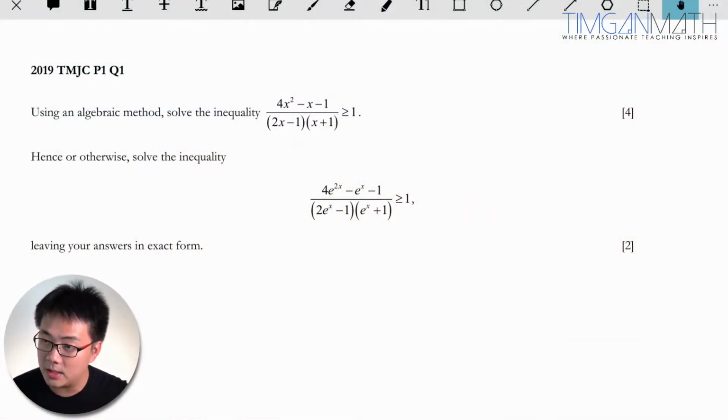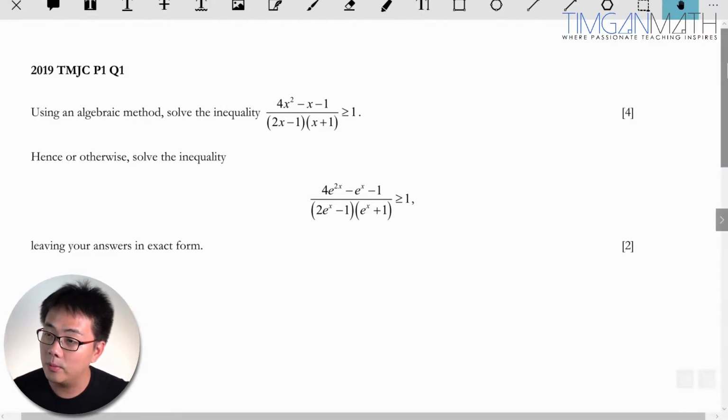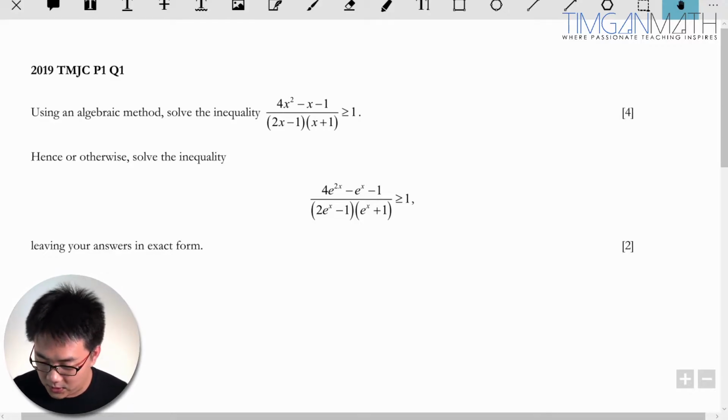Let's look at this question, which was taken from the 2019 TMJC Paper 1, question 1. You're asked to use the algebraic method to solve the inequality. In other words, you're not supposed to use the GC, just the algebraic method.